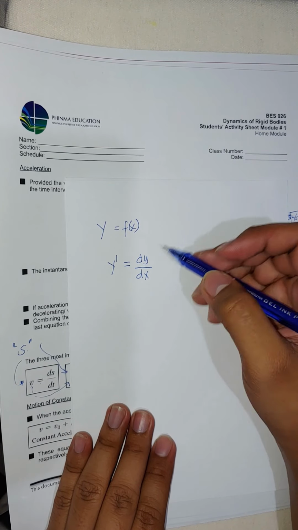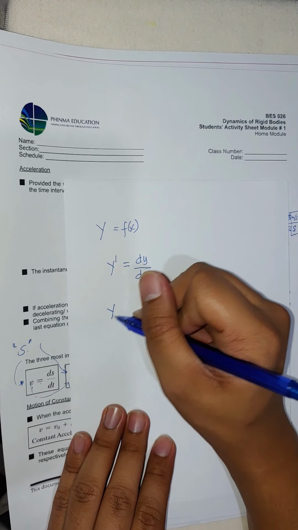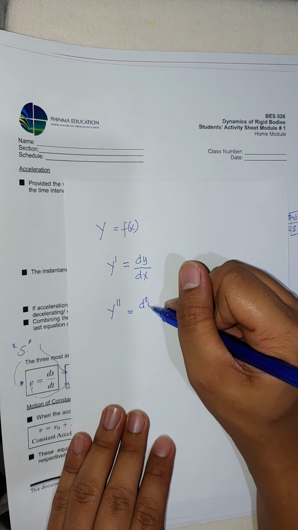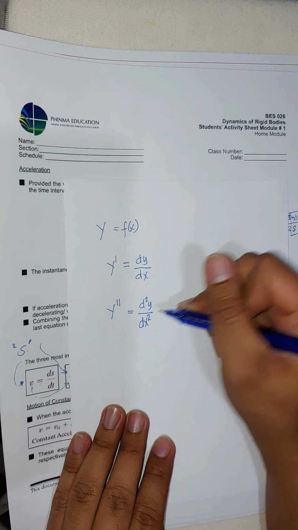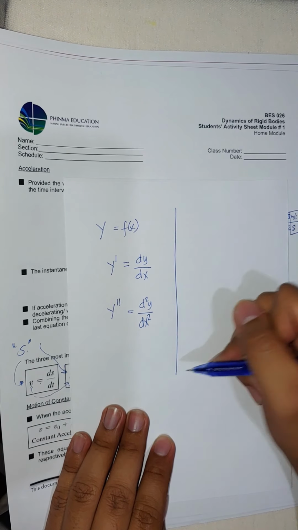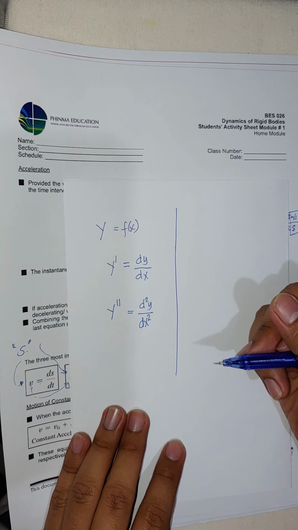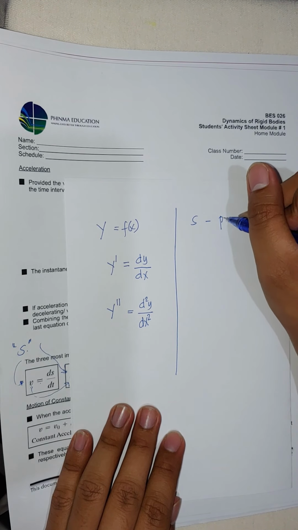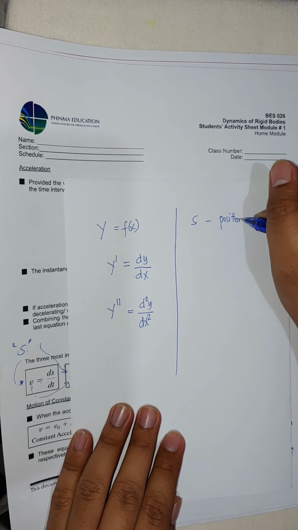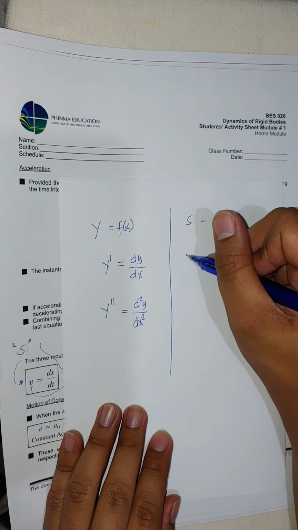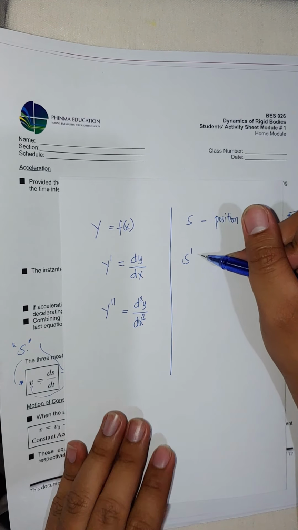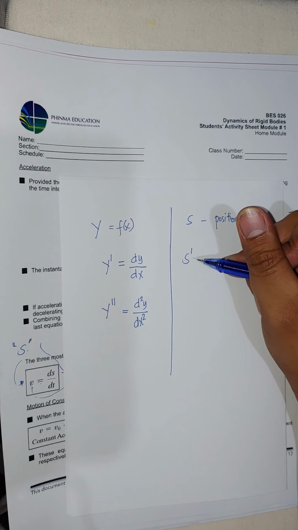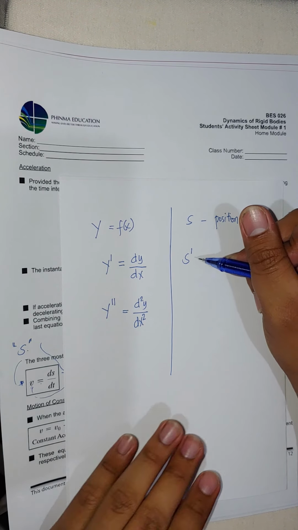Okay? And then the second derivative of y is d squared y over dx squared. The same goes for the position, velocity, and acceleration. They also have a relationship. So S is the position. The first derivative of S, or the position, so this S prime is a derivative, it is no longer the final position I discussed earlier.